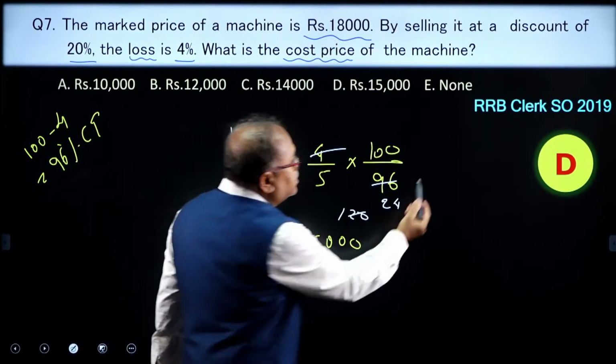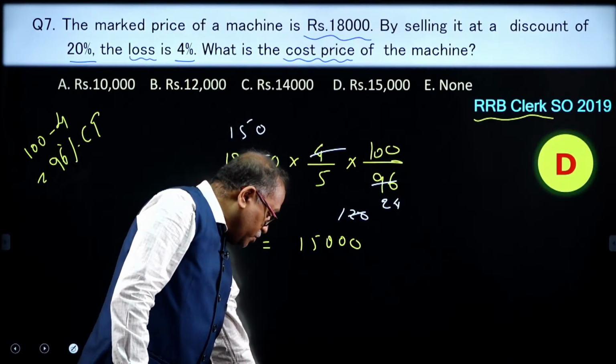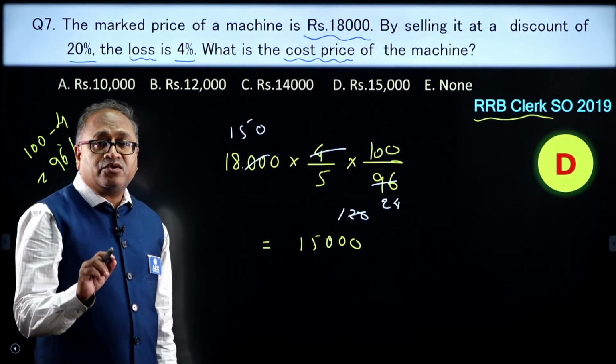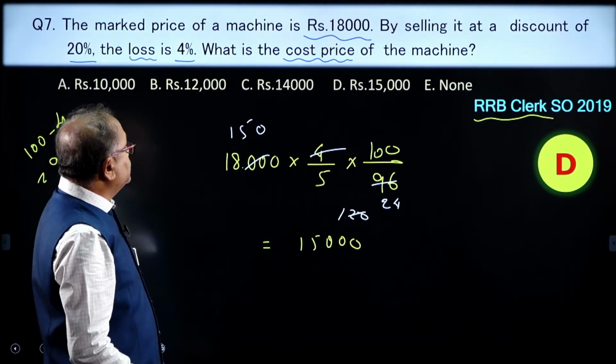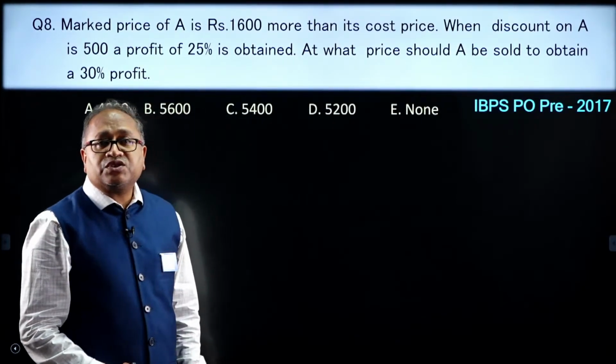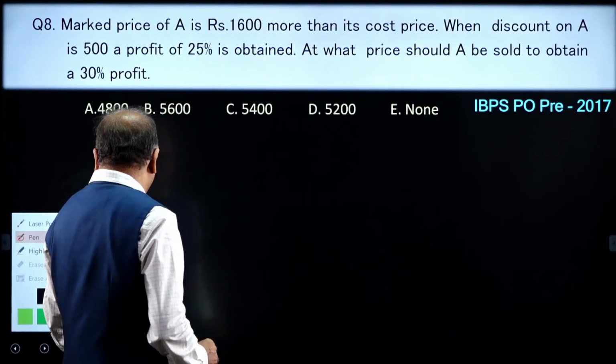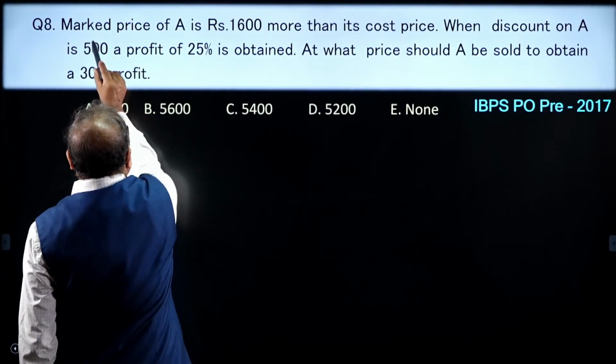So, can you see the level of the previous year questions? After that we will go for the open questions, where there is no category. This is also a discount based question. I will read it quickly. Your time is very valuable at this point of time.